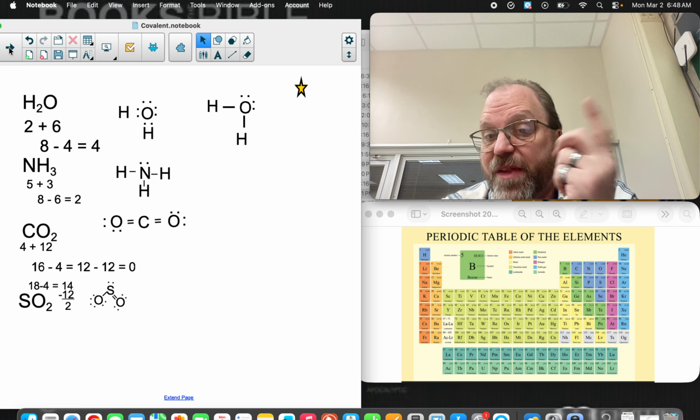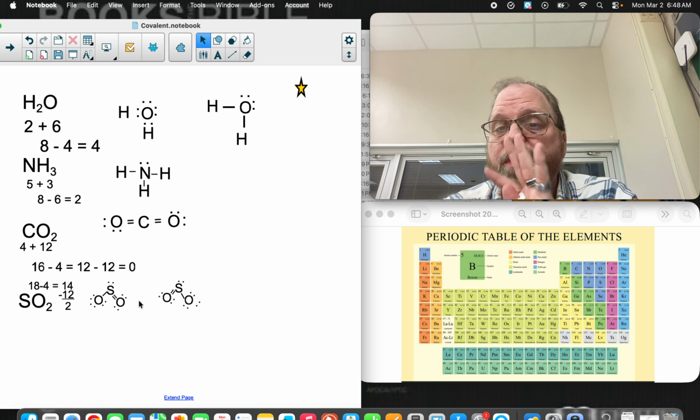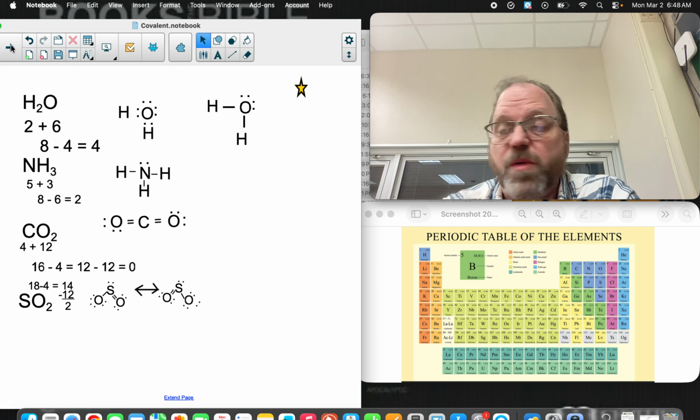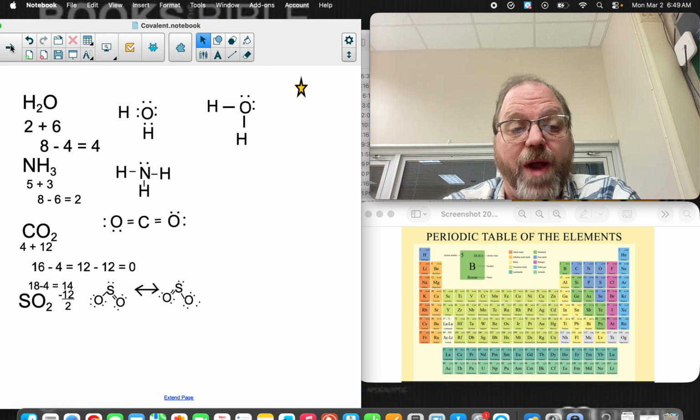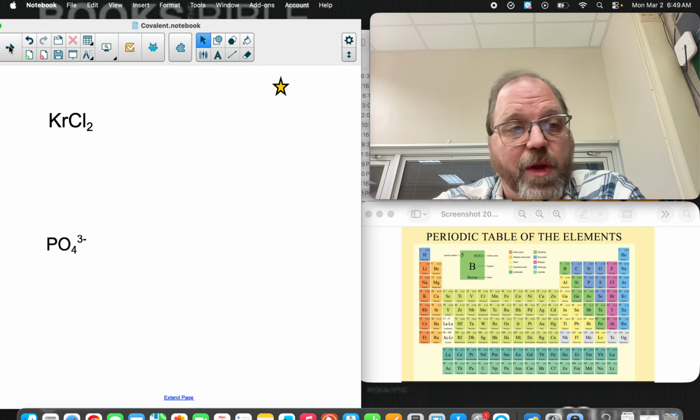But could we have done the other side? Yes, we could. So we have to show that. In reality, it's in both places at the same time. So what we do is put an arrow between that, and that's what we call resonance. Okay. Now, there are 2 other ones I want to look at here.